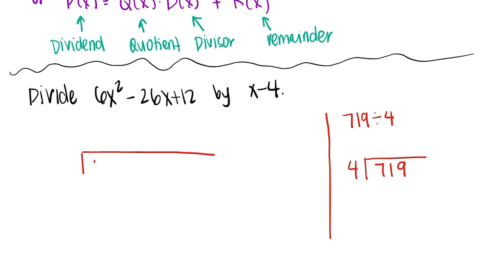So when I set this up here, we're going to do the same thing. I'm going to stick the 6x squared minus 26x plus 12 right there, and x minus 4 right here.